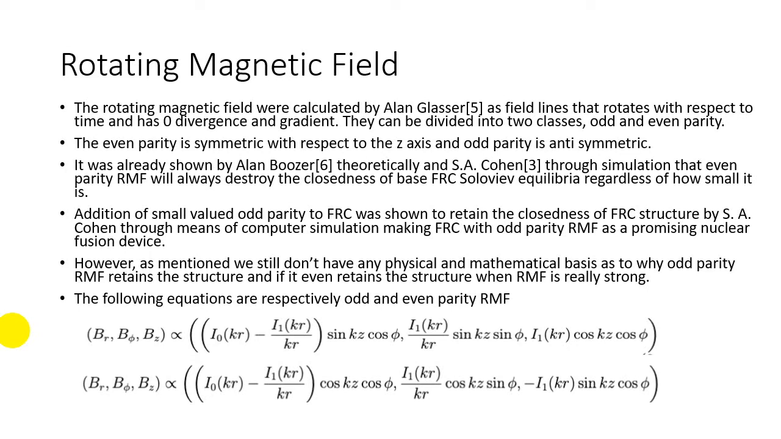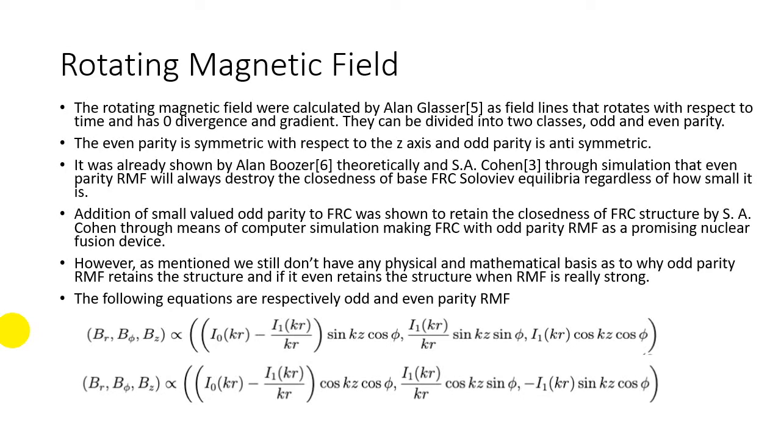He discovered that they can be divided into two classes, odd and even parity. Remember, some magnetic fields are symmetric with respect to the z-axis and some are anti-symmetric with respect to the z-axis. The odd parity ones are anti-symmetric, and the even parity ones are symmetric.